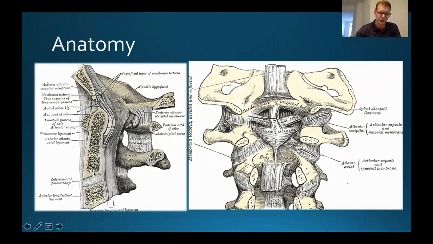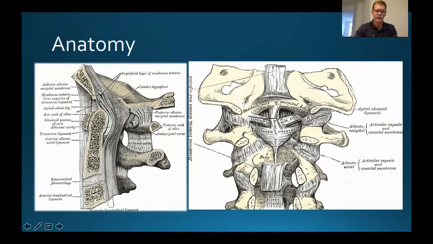If we look at the picture on the left, we can see a side view of what we were just looking at. All the way on the left is the anterior longitudinal ligament, and that's going up into the anterior AO membrane, as you can see in the very top wording on the left picture. And then what we have next is the posterior longitudinal ligament.